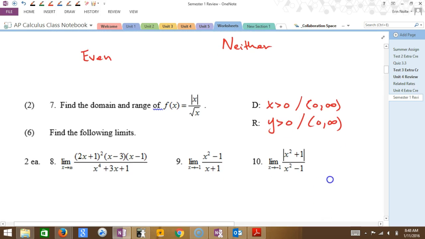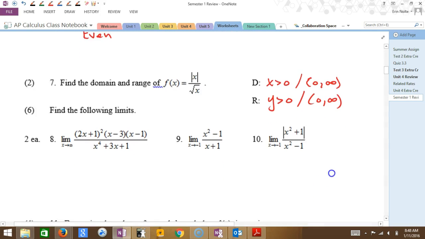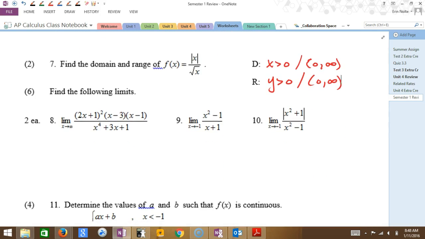Okay, number 8, this time we're going to infinity. So if we have a limit that's going to infinity, what are we concerned about? The exponents. The end behavior. Is it bigger on the top? Is it bigger on the bottom? So what is my biggest exponent on the top? And what's the term in front of it? Or the number?